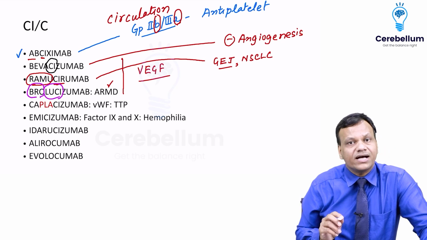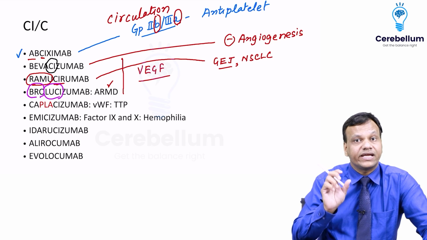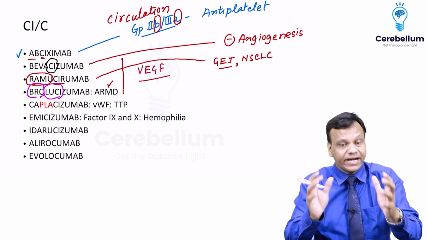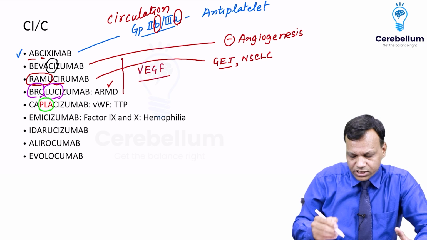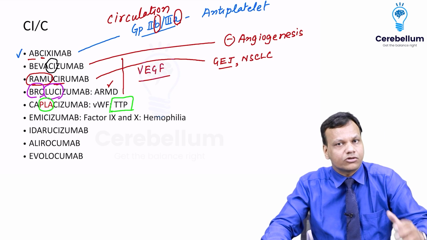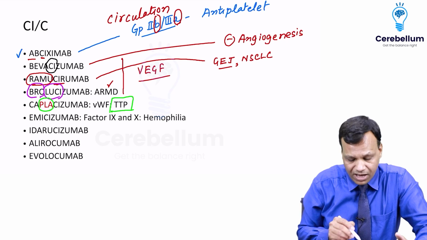Then we have caplacizumab. Caplacizumab is a monoclonal antibody targeting the von Willebrand factor. Von Willebrand factor, so it is affecting the platelets. So you can say the name contains PLA for platelets. So it is used in thrombotic thrombocytopenic purpura.